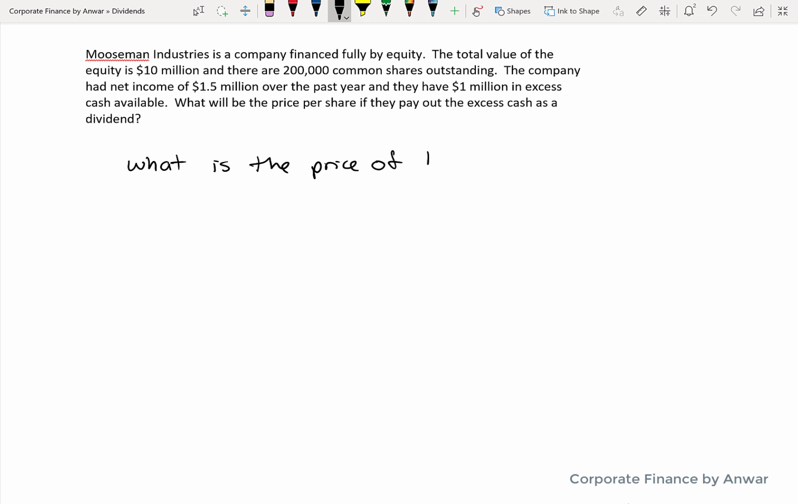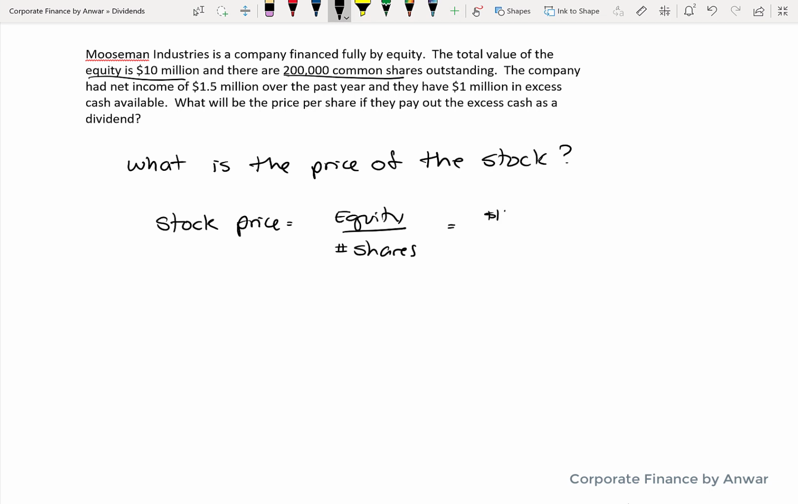Okay, so it's all equity financed. Essentially what that means is that the value of the company is the value of the equity. So the 10 million that we're told is what the company's worth. The stock price is going to be the company value, which is the equity, divided by the number of shares outstanding. So we take $10 million and divide it by 200,000 shares outstanding, and that'll give us what the company shares trade at. It's going to work out to $50 per share.